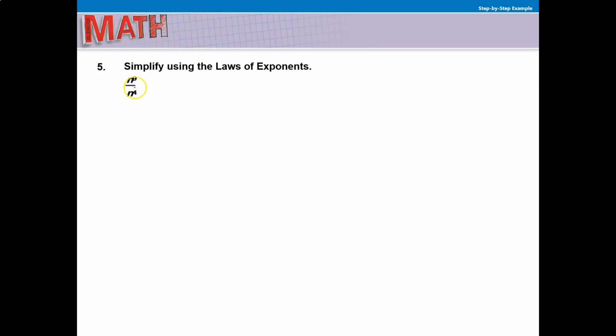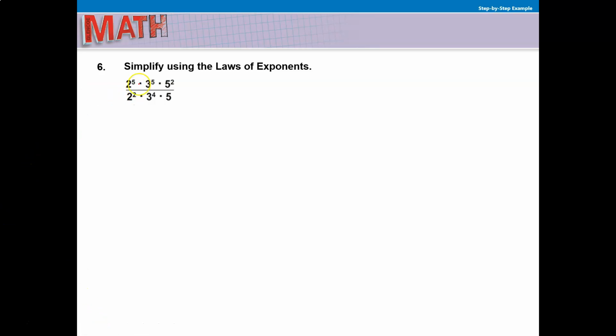This one's hard to read. n to the 9th divided by n to the 4th. So n to the 9th divided by n to the 4th would be n to the 9 minus 4, which is n to the 5. Can we go any farther? No, because we don't know what n is. a to the 14th divided by a to the 8th. So this would be a to the 14 minus 8, which would be a to the 6.